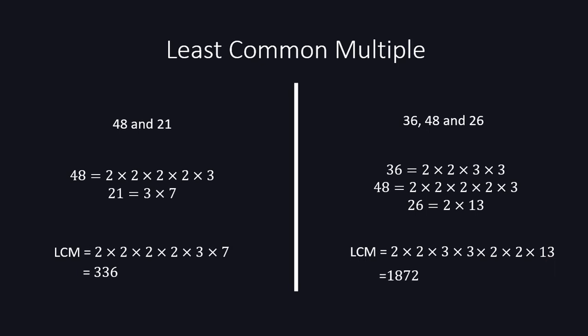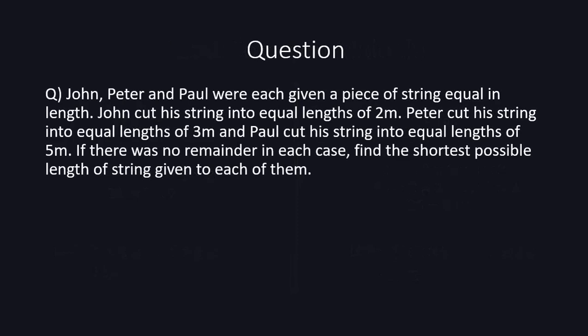So now let's have a look at a few questions. The question says, John, Peter, and Paul were each given a piece of string equal in length. John cut his string into equal lengths of 2 meters, Peter cut his string into equal lengths of 3 meters, and Paul cut his string into equal lengths of 5 meters. If there was no remainder in each case, find the shortest possible length of string given to each of them.